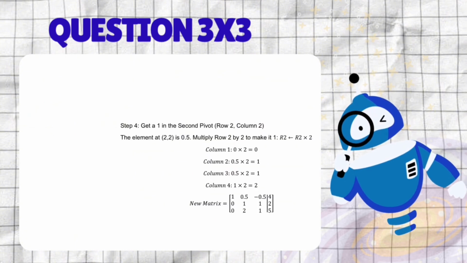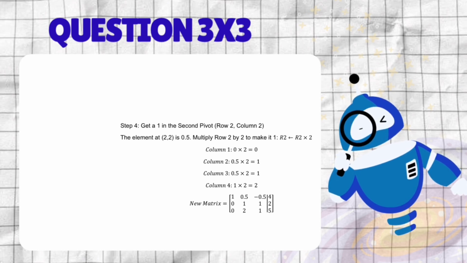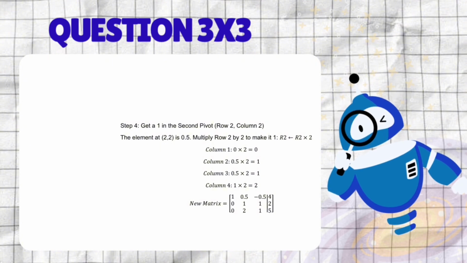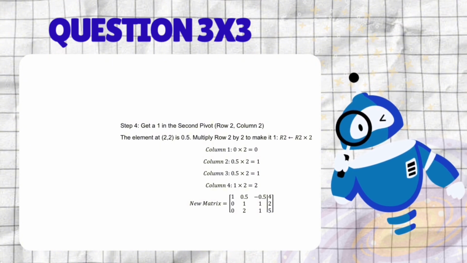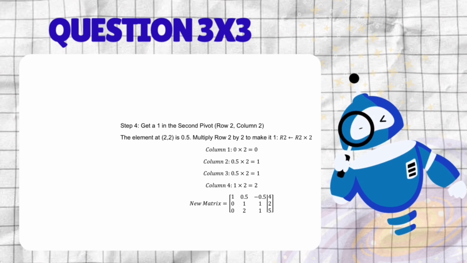The second pivot is in row 2, column 2. It's 0.5, so multiply row 2 by 2 to make it 1. Now row 2 becomes the pivot row for clearing out column 2 above and below.